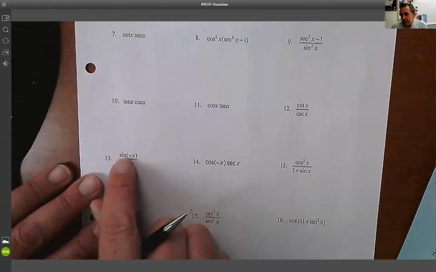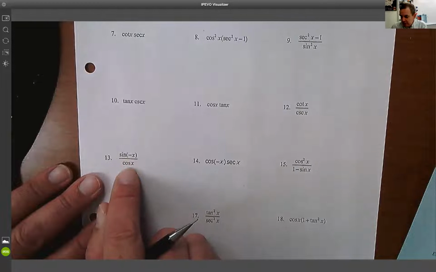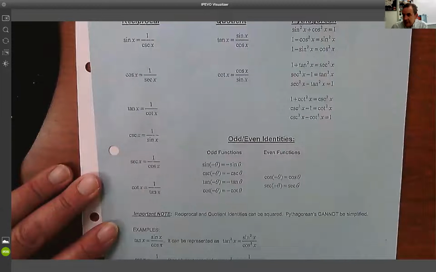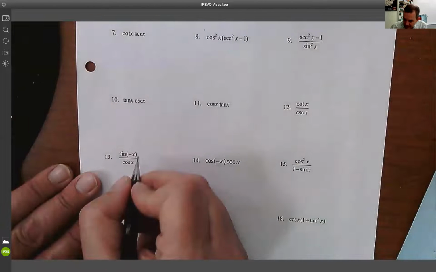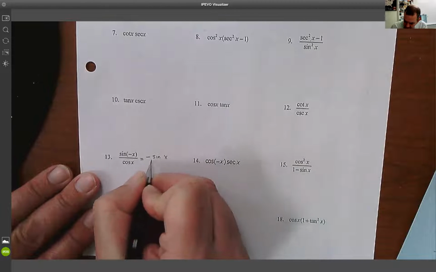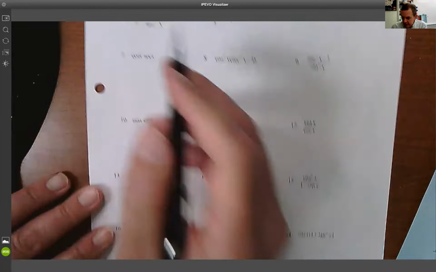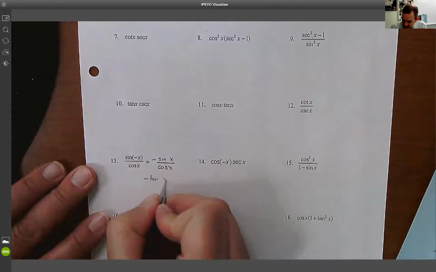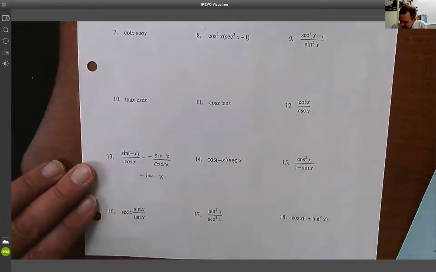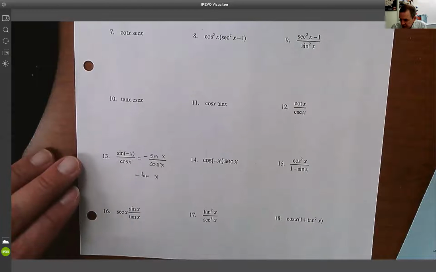So now let's bounce down to these ones. This one says sine of negative x over cosine x. Again, sine of a negative, I can bring the negative out front. This becomes negative sine x over cosine x. And much like the one up here, this is negative tangent of x. And let's see, what else do I have? I think of all the others, that's pretty much the ones that you're going to deal with.